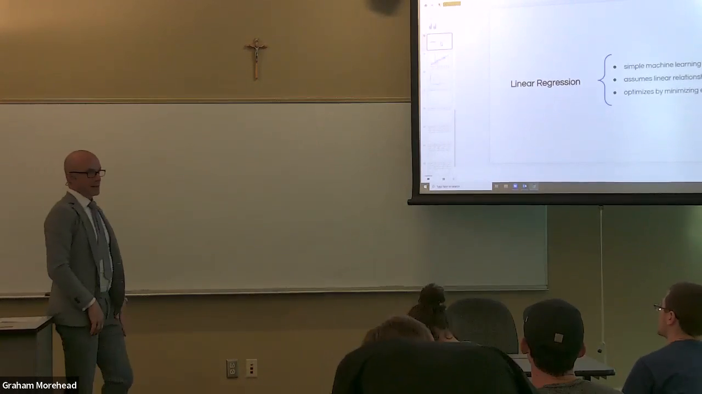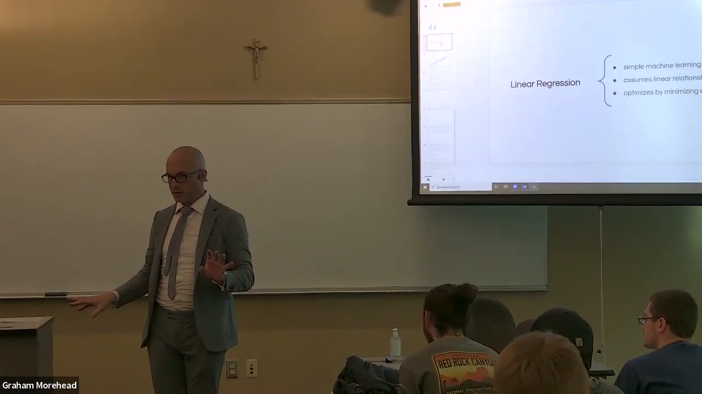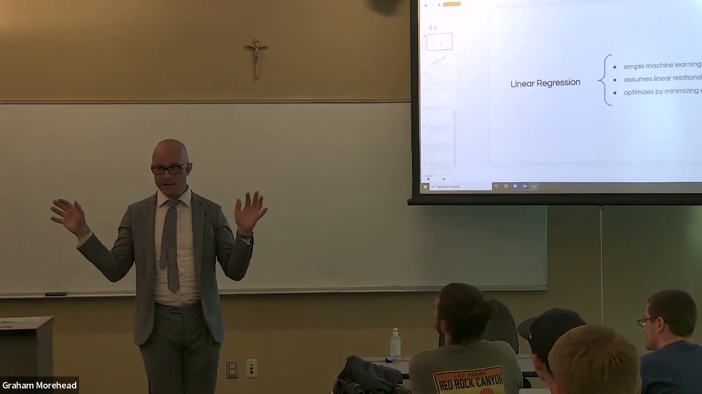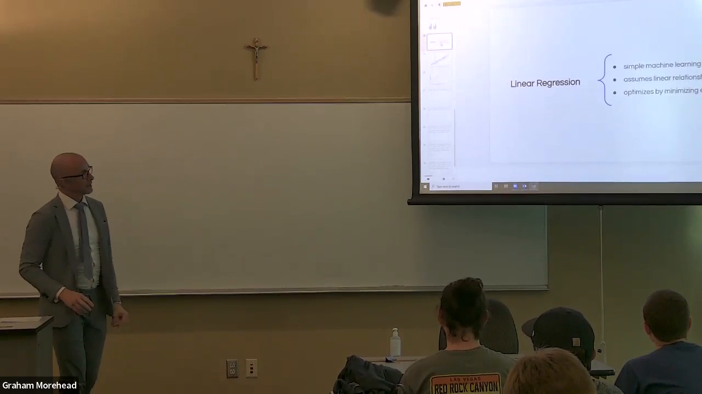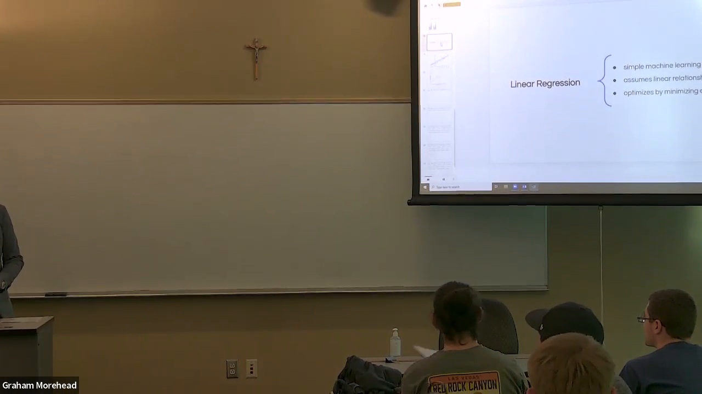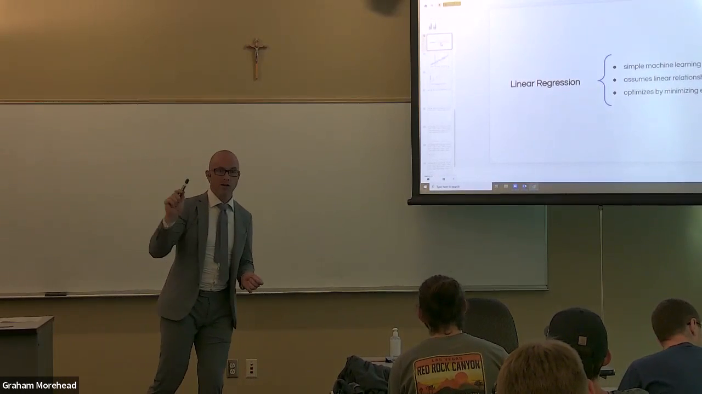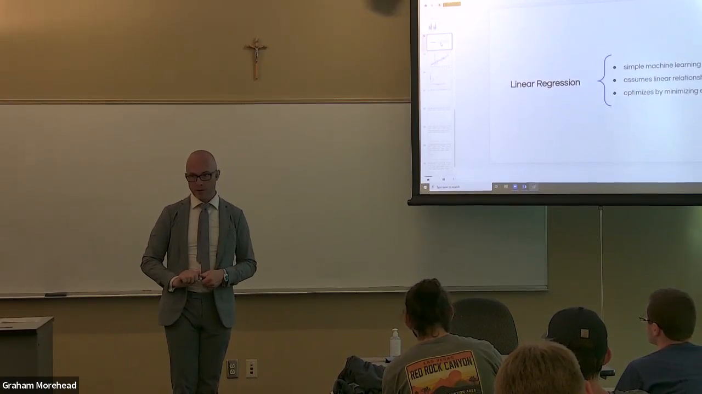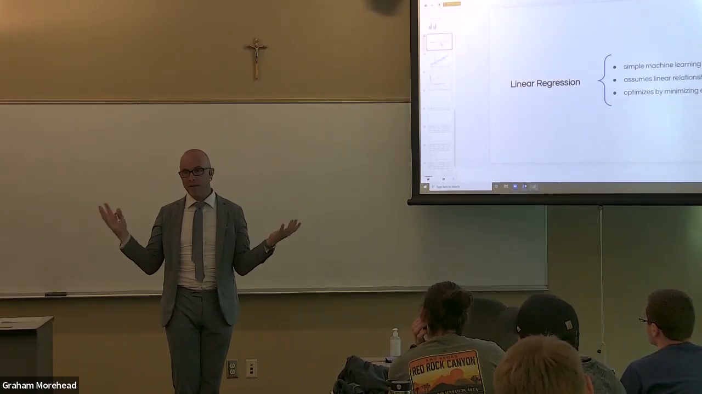All right. We're moving on from K nearest neighbors to linear regression. So no more questions about that? Okay. Linear regression, a simple machine learning model. You can even call it just ancient statistics. It's not really machine learning. It assumes a linear relationship. And assuming is actually the number one thing that happens in machine learning.